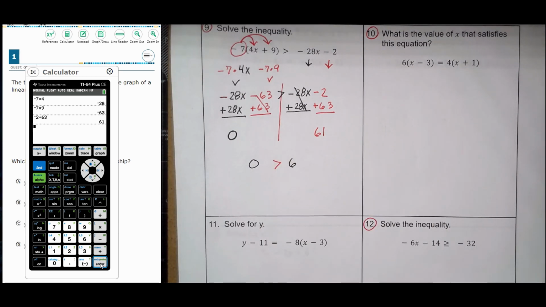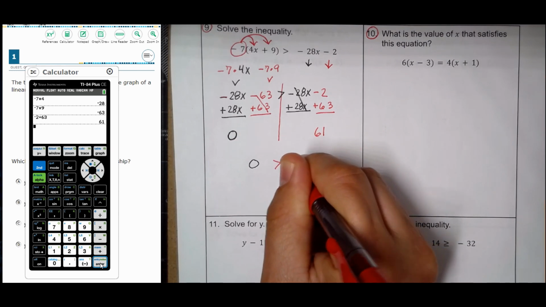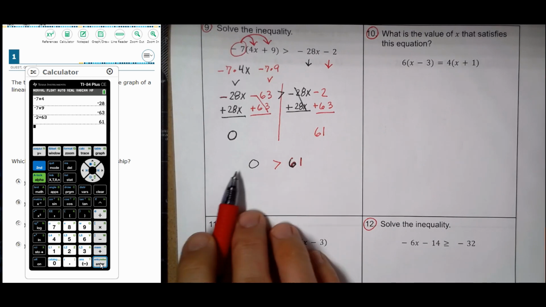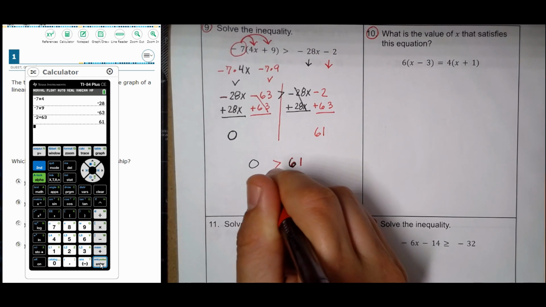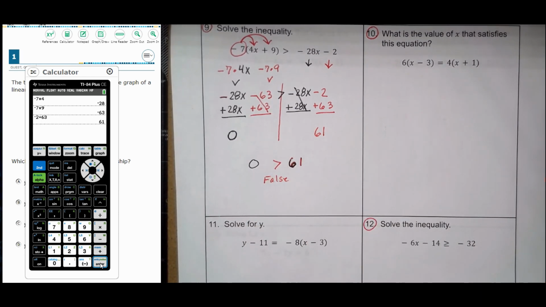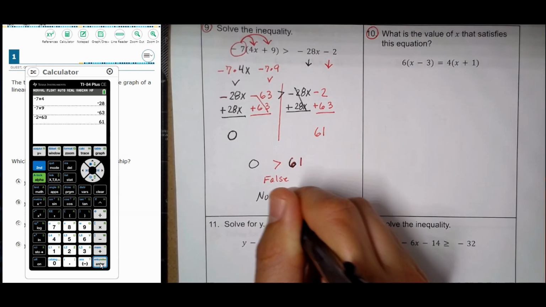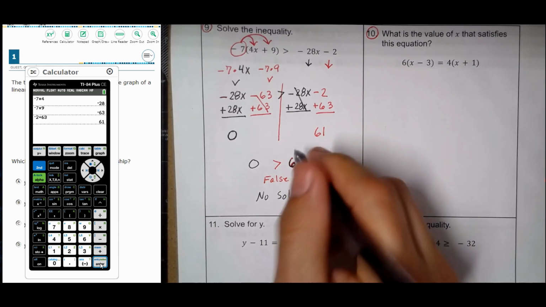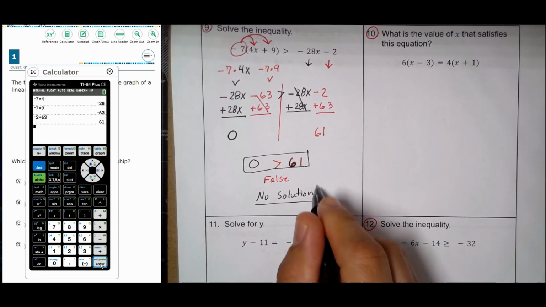Now what I'm hoping you notice here, and I should have written that in red, is that this is a false statement, right? Is 0 really greater than 61? And the answer to this is no, this is actually a false statement. So this is going to be a situation where we have no solution. We didn't have a variable, we were given a false statement instead. So this is no solution.